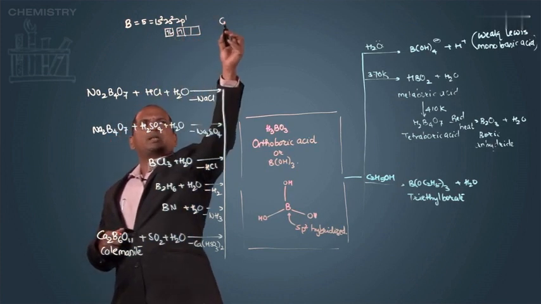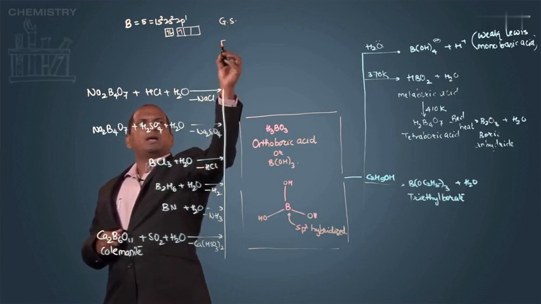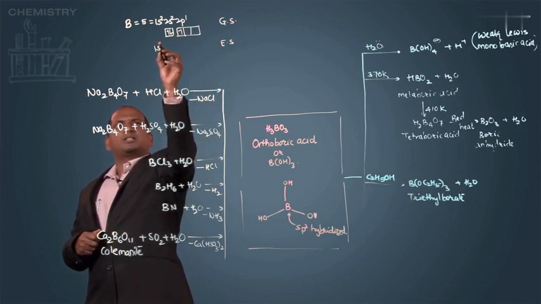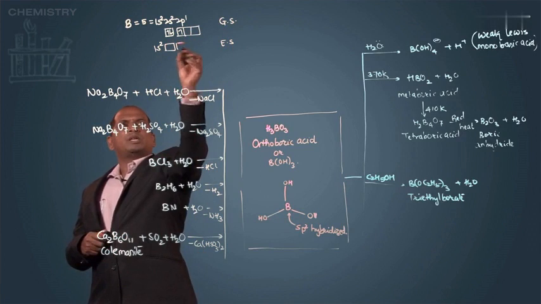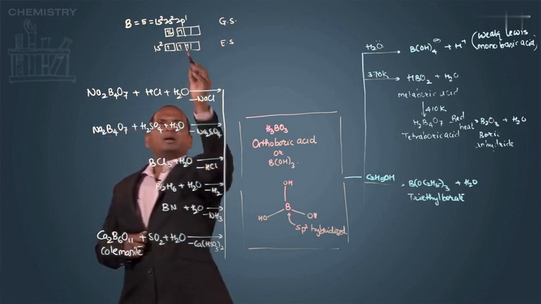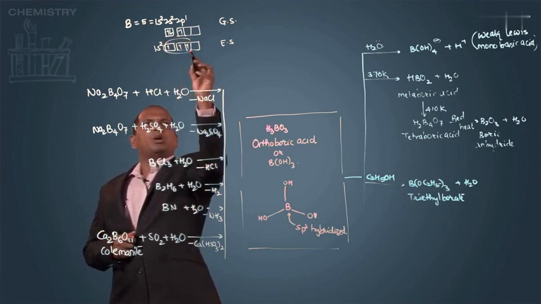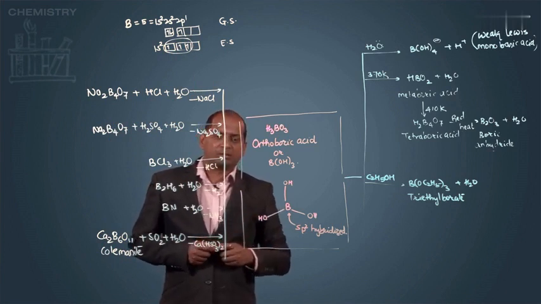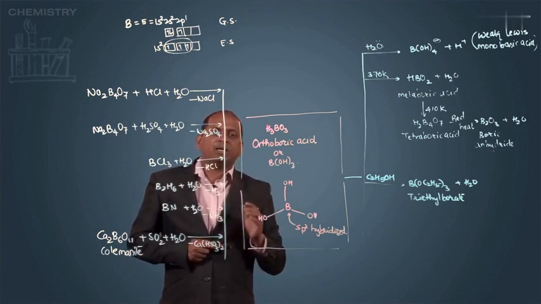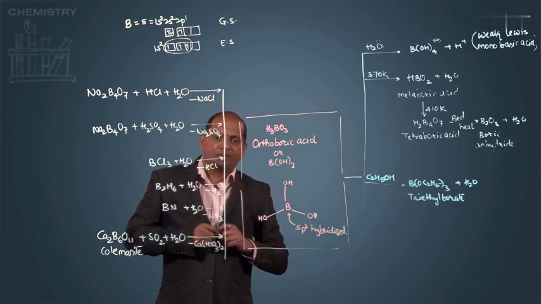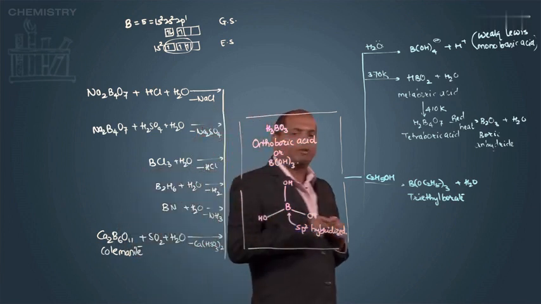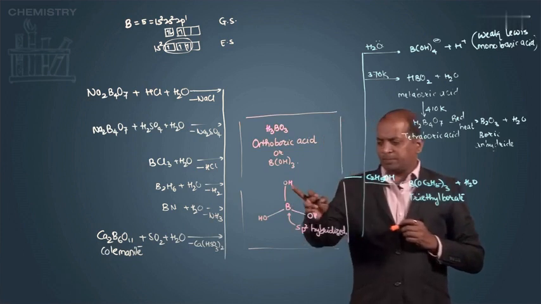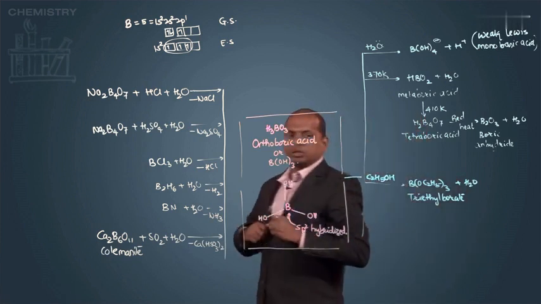So this is the ground state electronic configuration. In the excited state, the electronic configuration becomes 1s2, 2s1 and 2p2. Now here the 2s and 2p orbitals undergo hybridization, giving you sp2 hybrid orbitals. Now these half-filled sp2 hybrid orbitals are overlapped by the half-filled p orbital of oxygen, and there is a formation of a sigma bond.